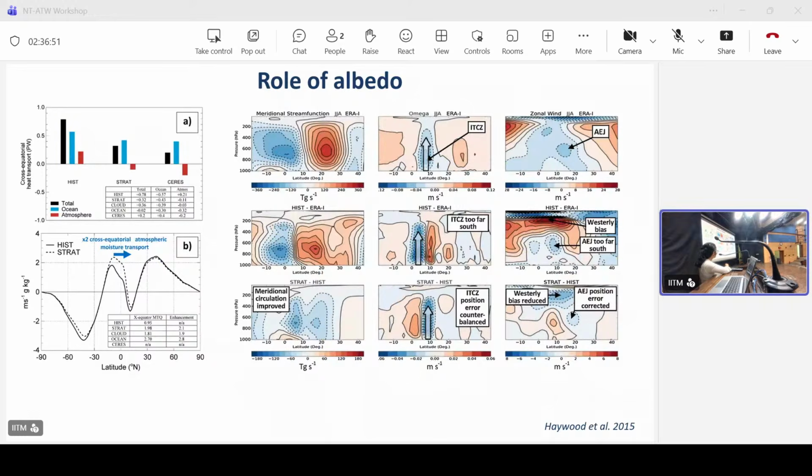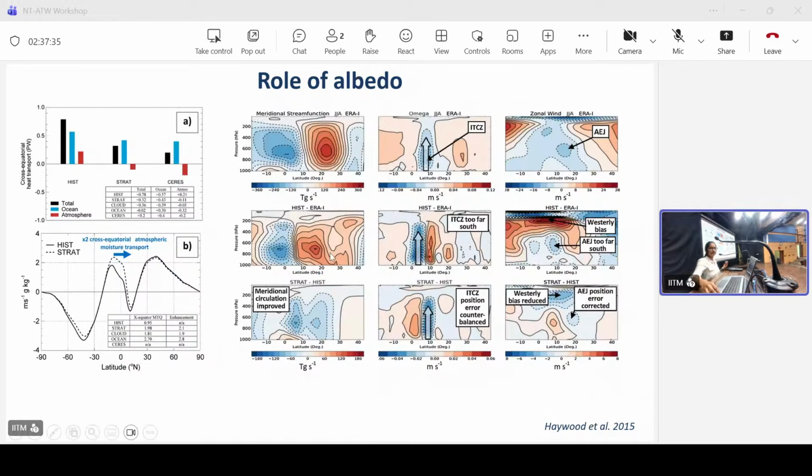So this is the position of the ITCZ when you are doing the stratospheric experiment minus the HIS. They found that when they included the stratospheric aerosols in the southern hemisphere, an artificial inclusion, they can shift the ITCZ position northward, and they reduce the westerly bias in the winds, and even the easterly jet got corrected. This basically happened because while the upward branch of the Hadley cell transports energy, the lower branch of the cell does a cross-equatorial moisture transport, which produces more convection, and it produces more rainfall over the northern regions.